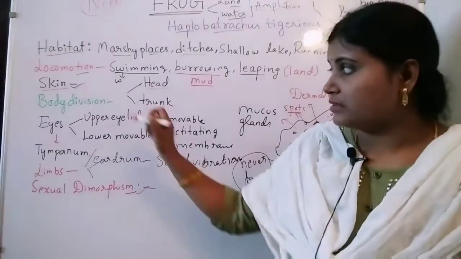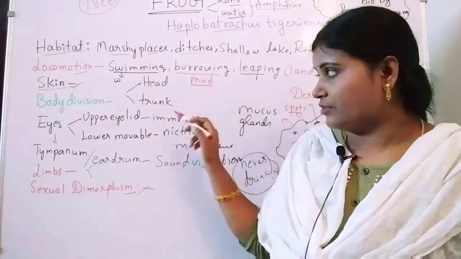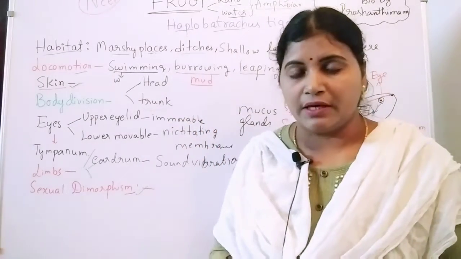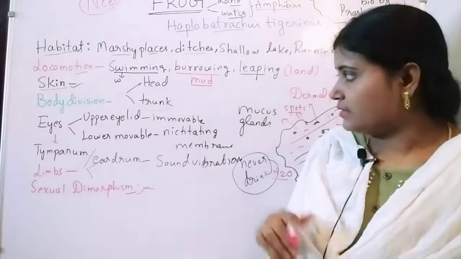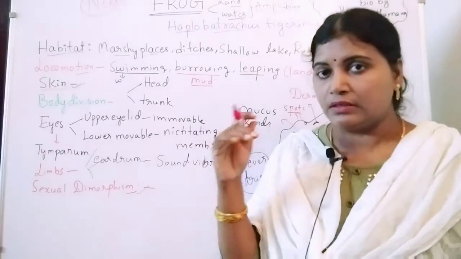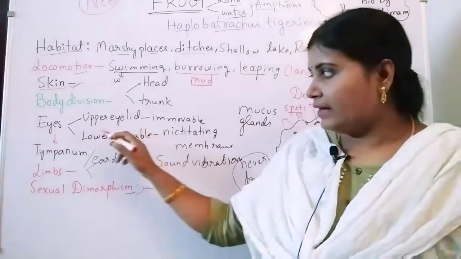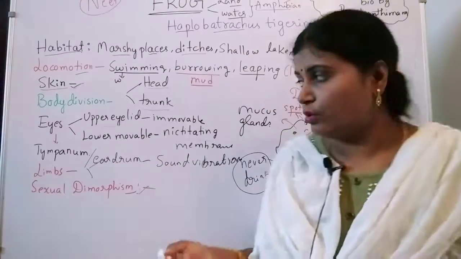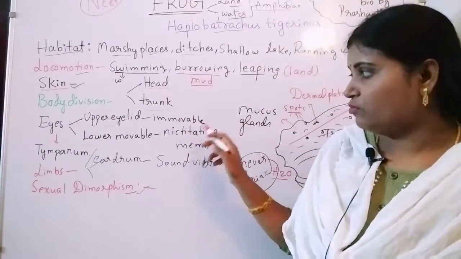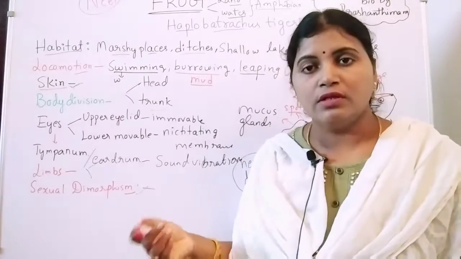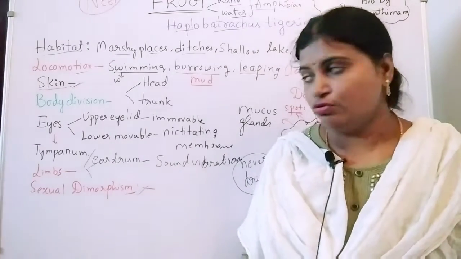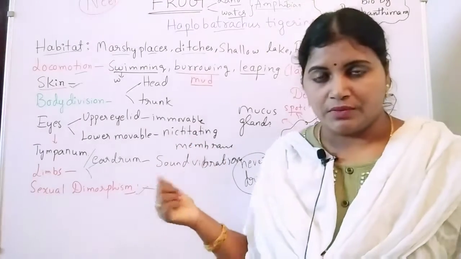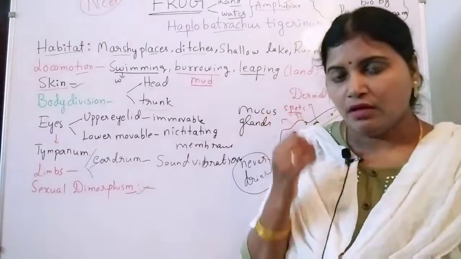And here the body is divided into two: head and trunk region. The head contains the eyes and tympanum, and the snout, and above the snout it contains a pair of nostrils. The eyes contain two eyelids, upper and lower. The upper eyelid is immovable, the lower eyelid is movable, and it is folded into a nictitating membrane so that it is able to protect the eyes.